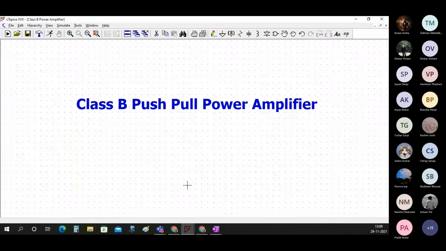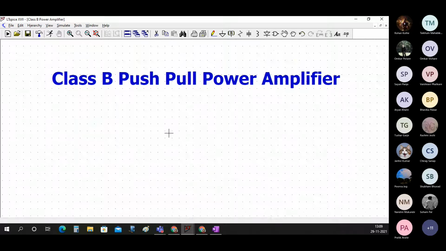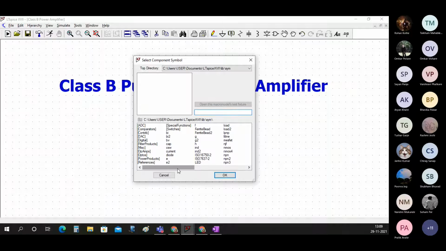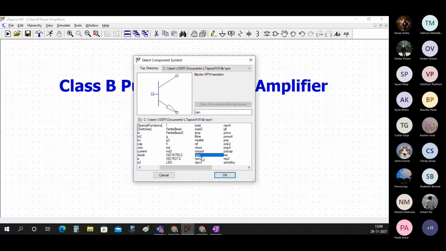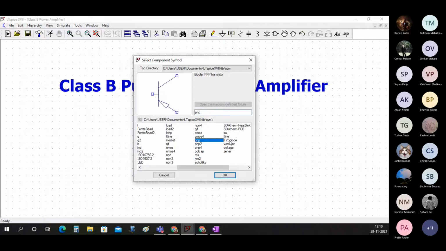So first you name it, and then let's build the circuit. You now require two BJTs. So I will just take the BJT from here, and one NPN, another one has to be PNP. So here we have one NPN, and the other one we want a PNP transistor.